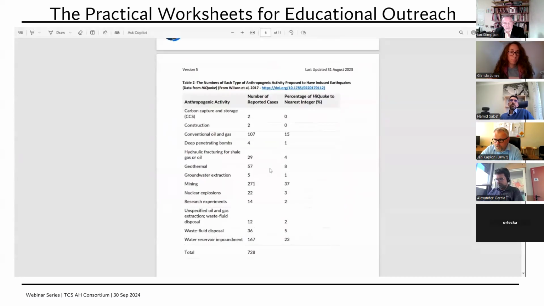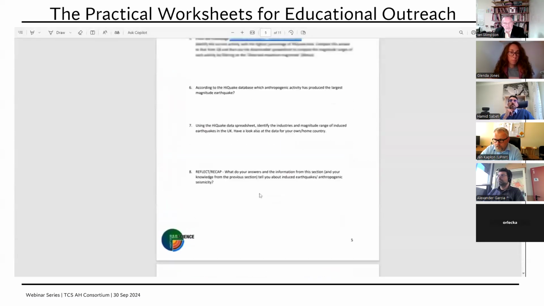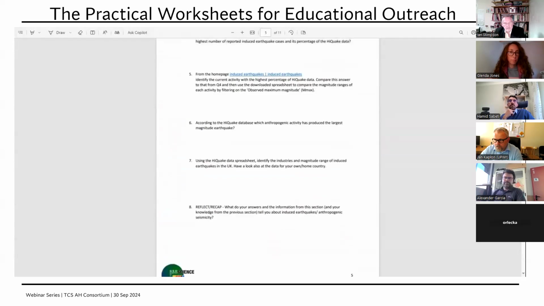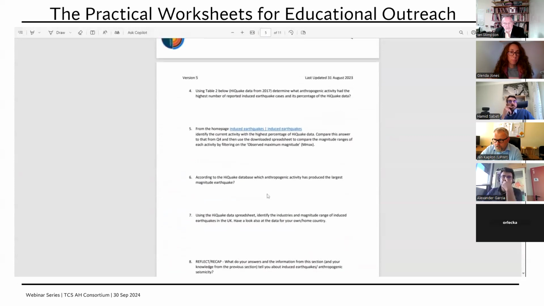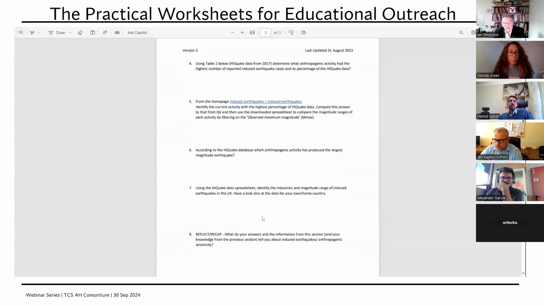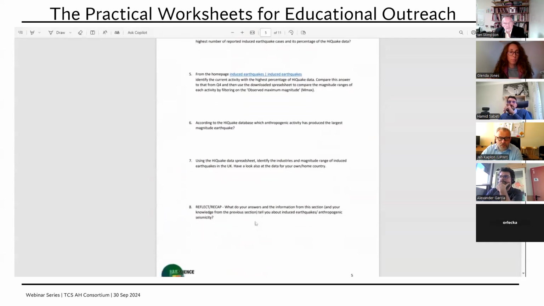table here, and also from a key publication by the creators of the HiQuake database, who are Wilson et al. What that is doing is getting them to compare the data from 2017 with the current data on the HiQuake database to look at trends in those anthropogenic activities where there's increases in the prevalence of the data on the site. They also are asked to look at induced earthquakes in the UK and or in their own or home country, and finally recap on the answers from this section.